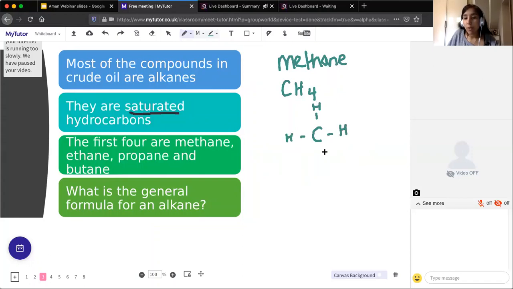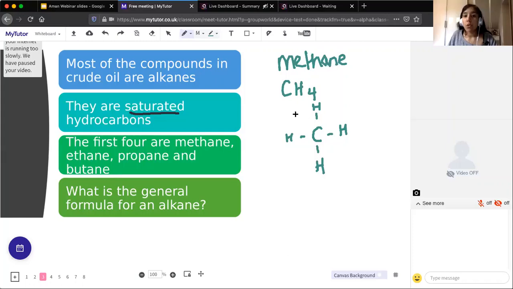And if you remember on the periodic table, carbon has 4 electrons in its outer shell. So that means it can share 4 electrons with hydrogen atoms. So it shares 1 electron with each hydrogen, and hydrogen only has 1 electron. So it forms a single covalent bond with each hydrogen atom. So that's methane. And what we can see is that each bond is used. So that is a saturated molecule.